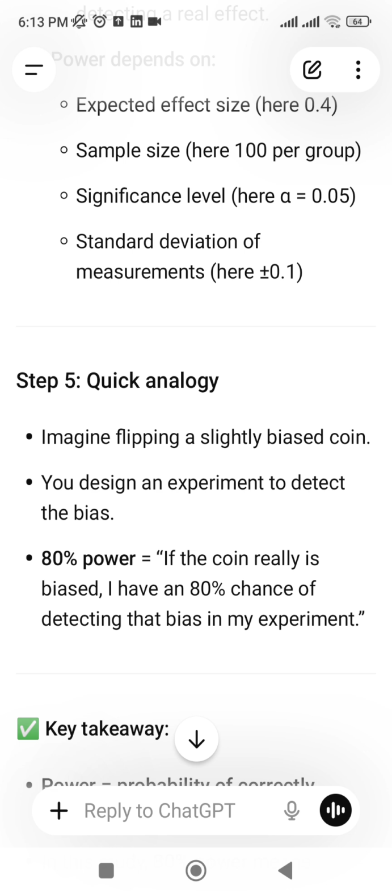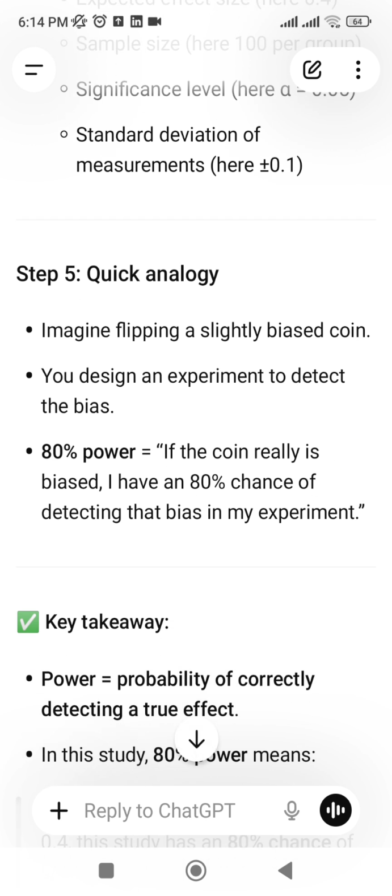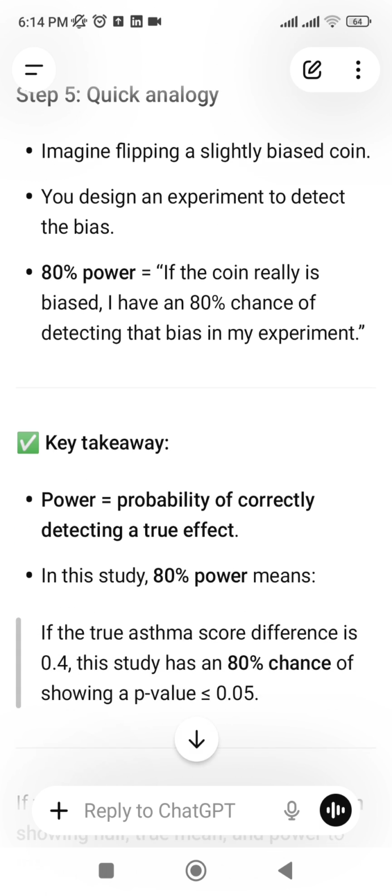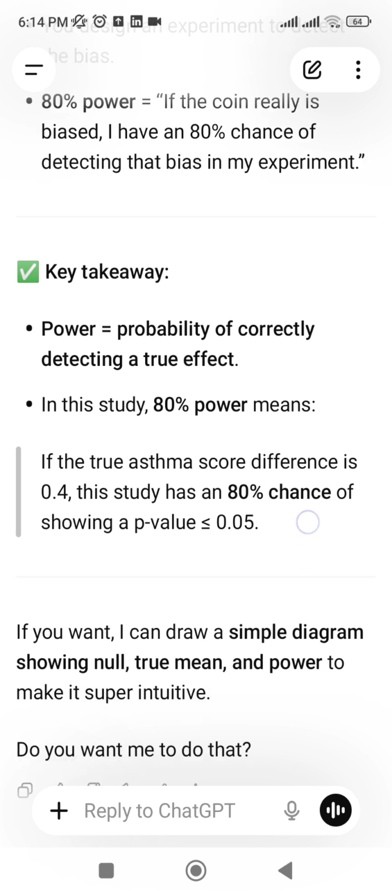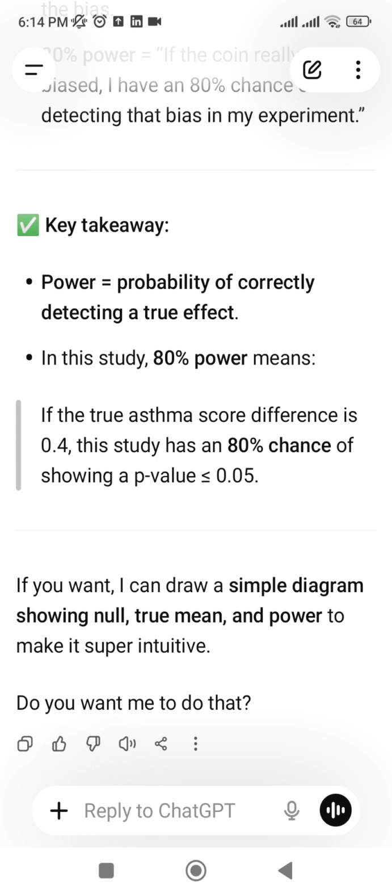So a quick analogy is, imagine flipping a slightly biased coin. You design an experiment to detect the bias with 80% power. If the coin really is biased, I have an 80% chance of detecting that bias in my experiment. So the key concept is power is equal to the probability of correctly detecting a true effect. In this study, 80% power means if the true asthma score difference is 0.4, this study has an 80% chance of showing a p-value less than or equal to 0.05.